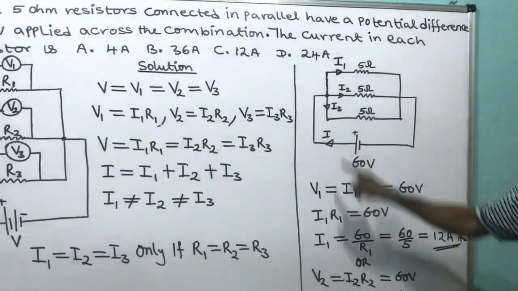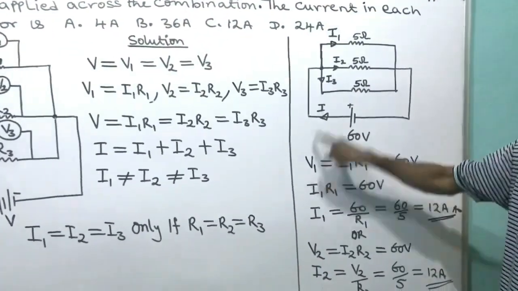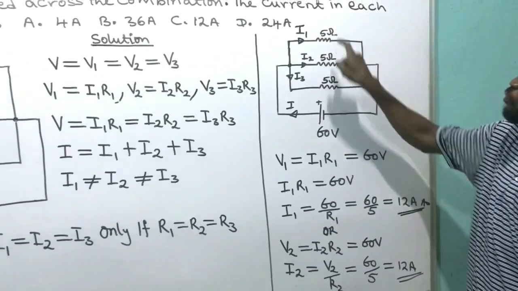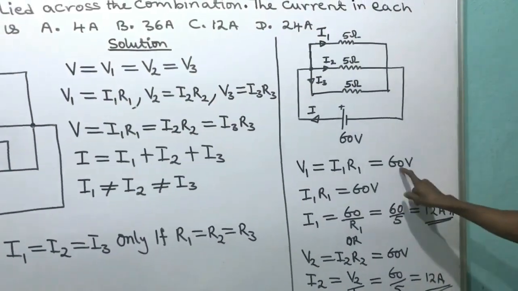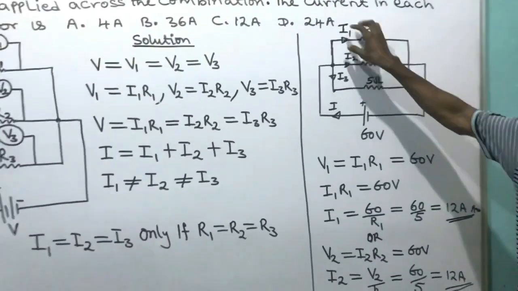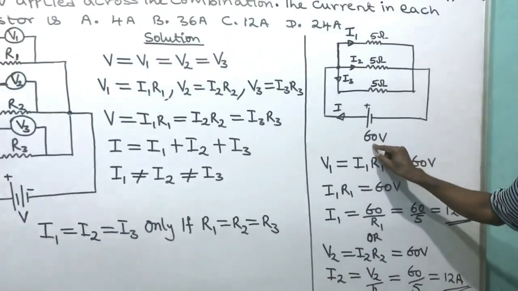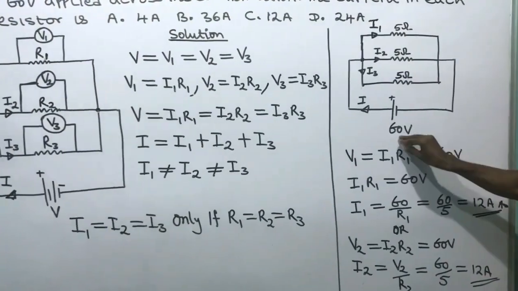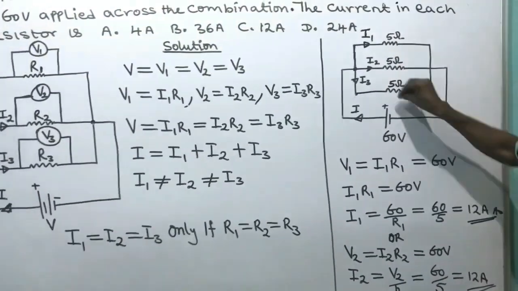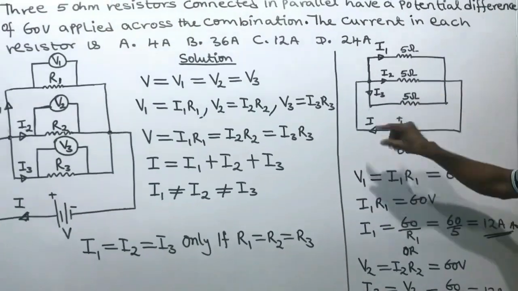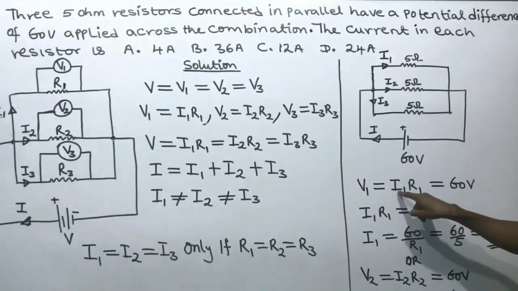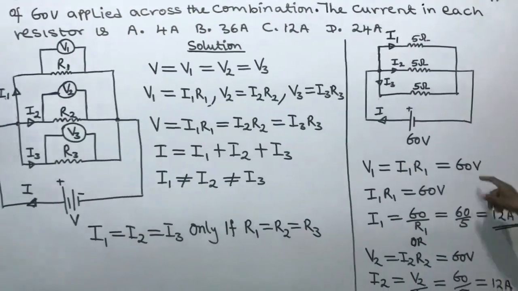But now we'll come to the voltage drop across this 5 ohms. I will say current 1 times R1 is equal to 60 volts, because the voltage drop across this is equal to 60 volts. And I choose this one, the first one. I say current 1 times R1 is equal to 60 volts.